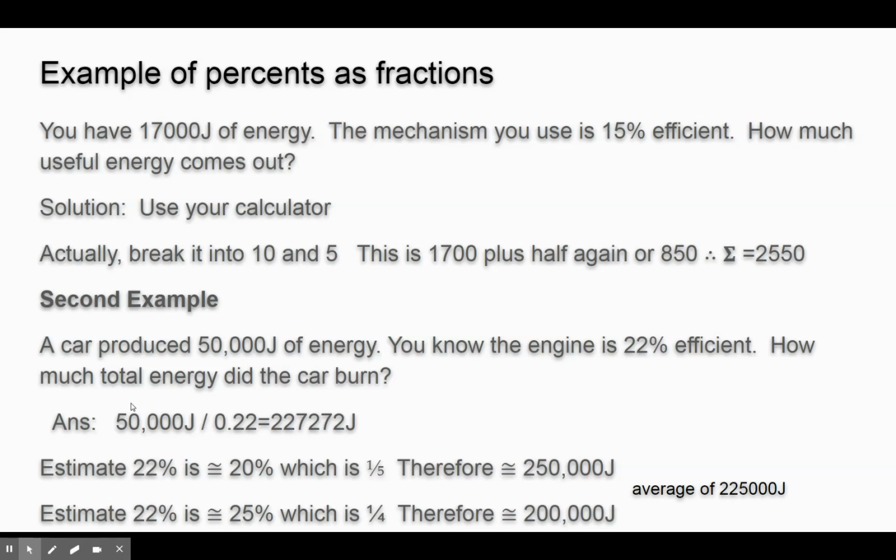Watch what I can do in my head. I'm going to round 22% to 20, which is 1/5. Okay, so the opposite of 1/5 is 5 times bigger. So the number could be 250,000. What if I rounded 22% to 25%, which is a quarter of the original? Then the original is 4 times bigger, 200,000. So my answer is somewhere between 200 and 250,000. I'm going to guess 225,000.